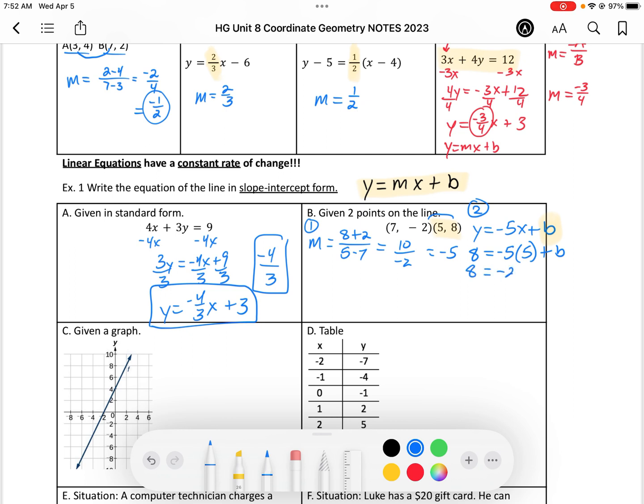-5 times 5 is -25. And then I add the 25 to both sides here. And we get 33 for that b value. So my equation goes back to y equals -5x plus 33. Okay?